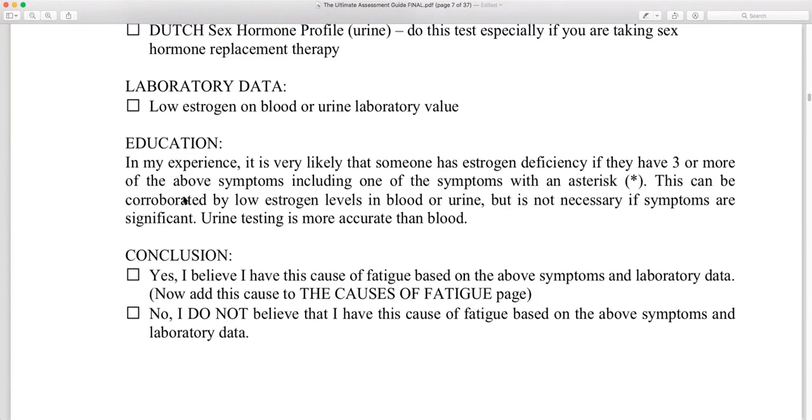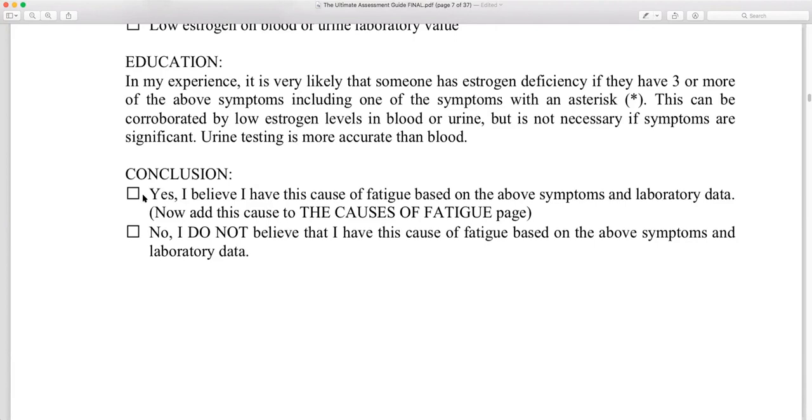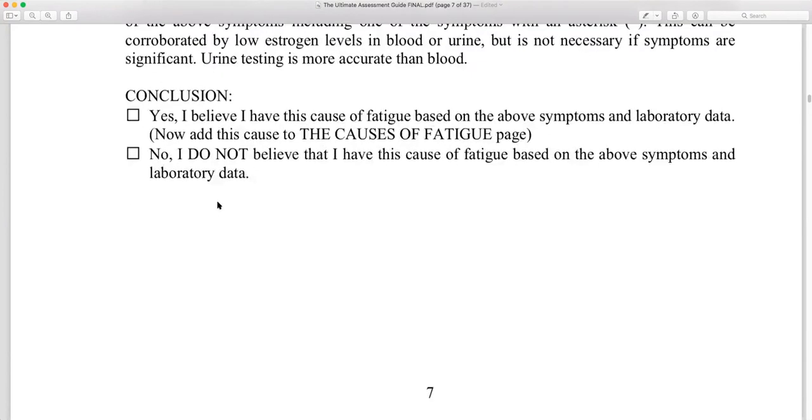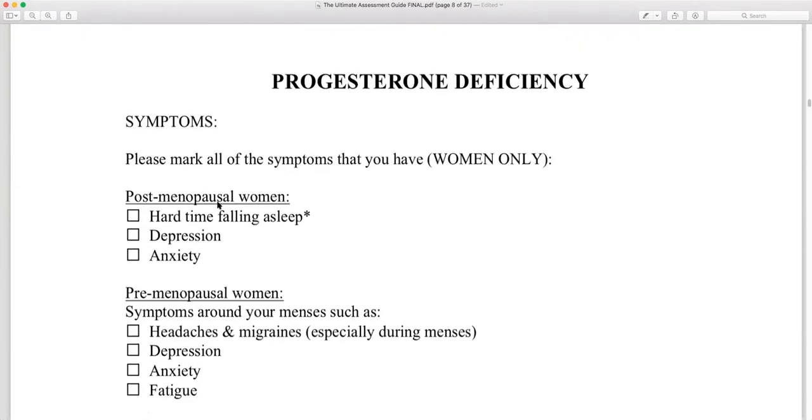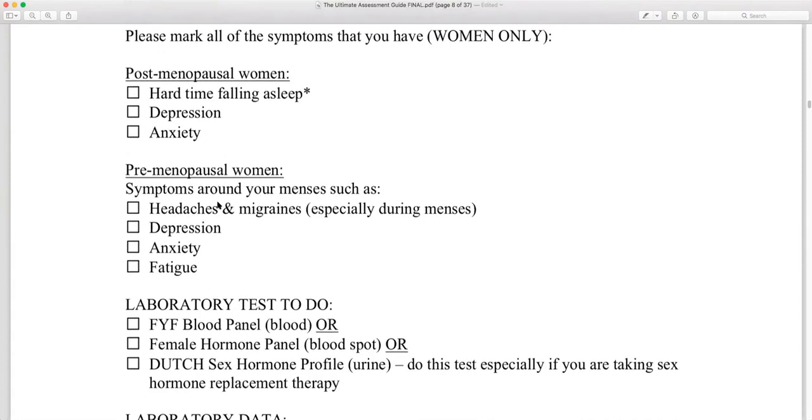So it's important always to listen to the subjective experience of the individual, of yourself, and remember that if you're experiencing it, even if it's not showing up on the lab, it still is something that needs to be remedied. So urinary testing is more accurate than blood. Then if you felt like you had this cause, you would mark it off, and then mark it off on page 2 as well. Progesterone deficiency. So this is for women as well.